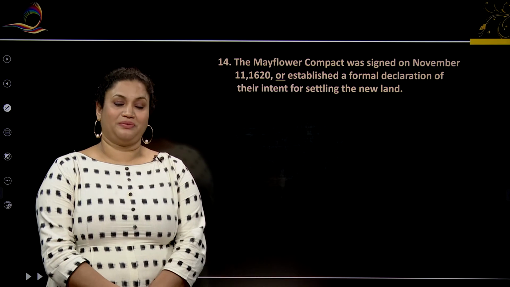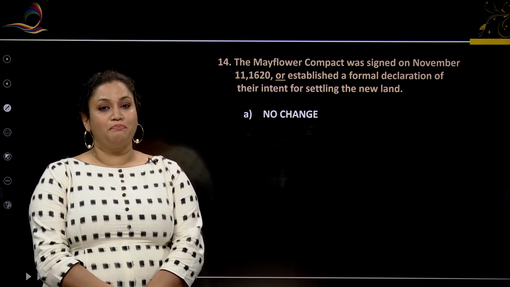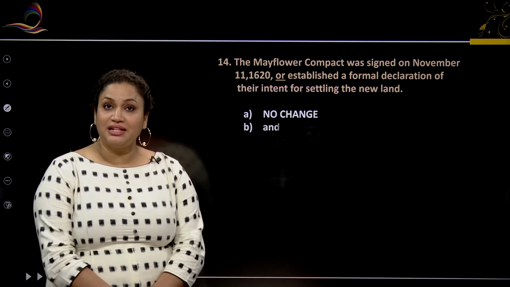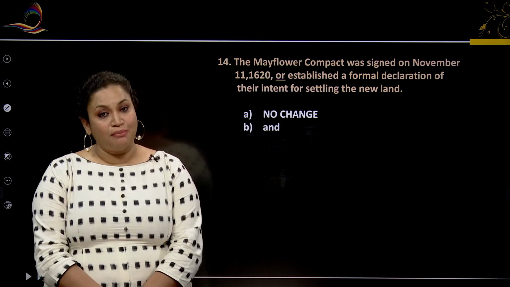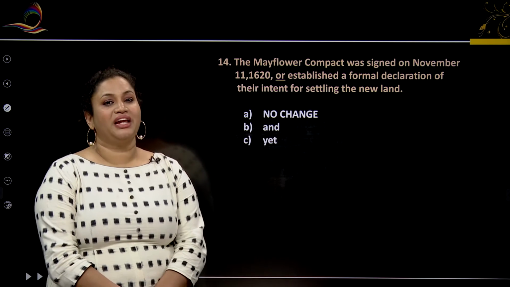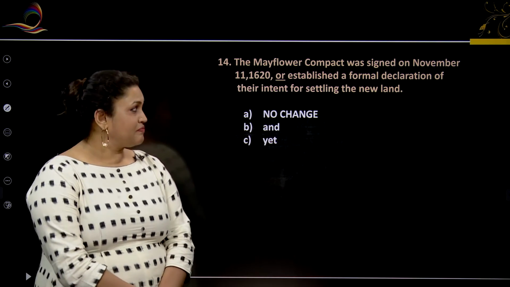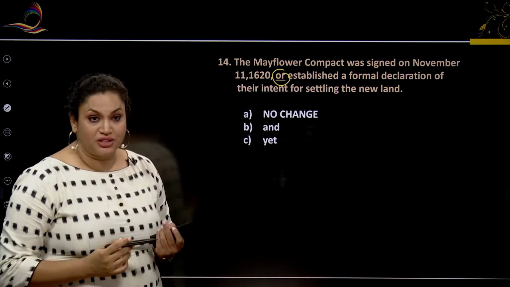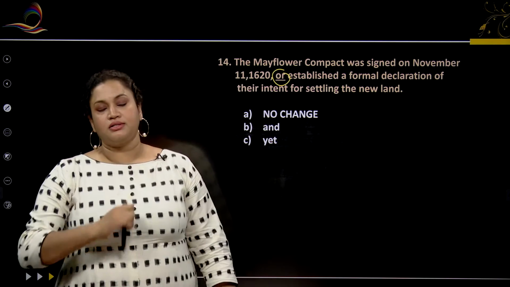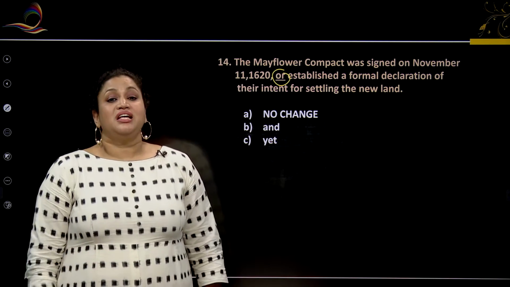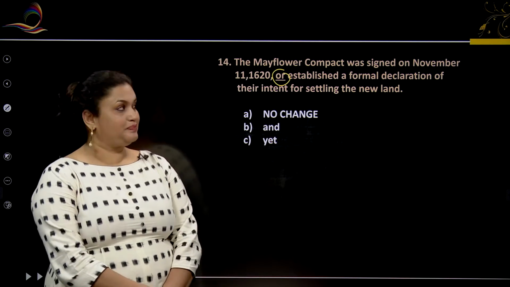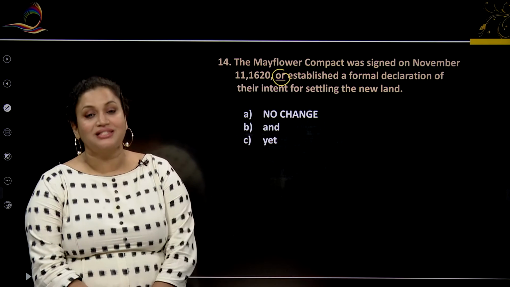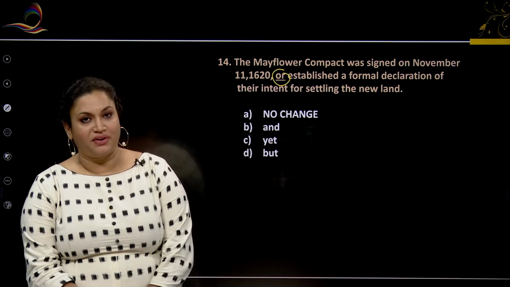The Mayflower Compact was signed on November 11, 1620, or established a formal declaration of their intent for settling the new land. Here, when I say or, I need to have an option between the first independent sentence and the second independent sentence. But I don't think that is what it does. Let's check the options and then find it out.